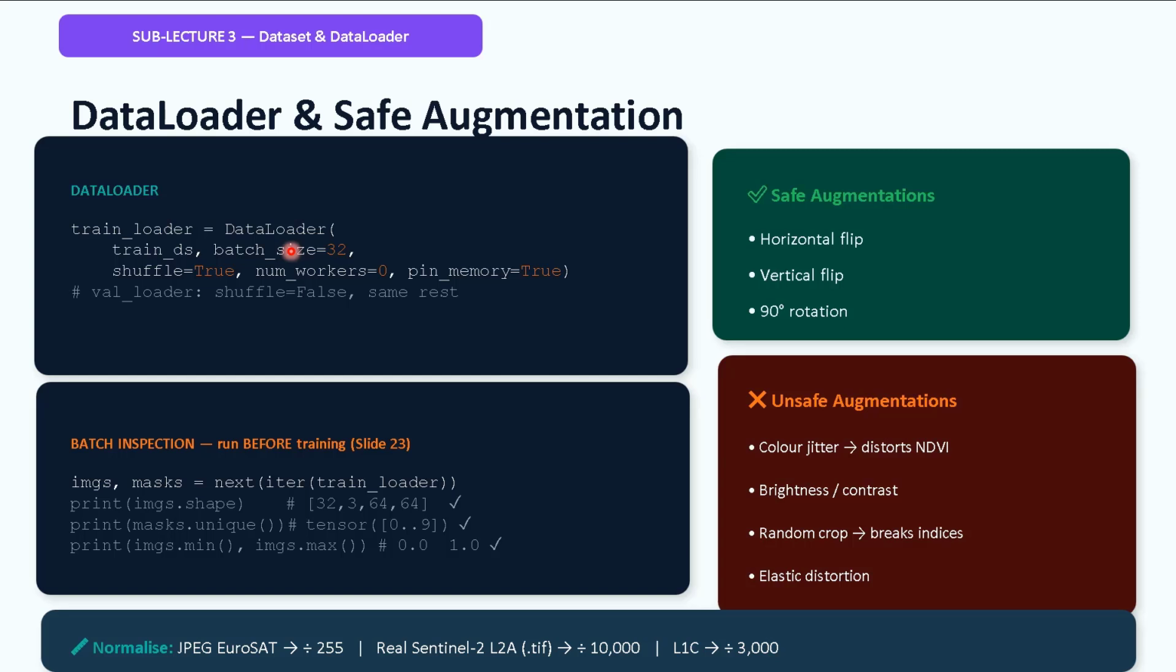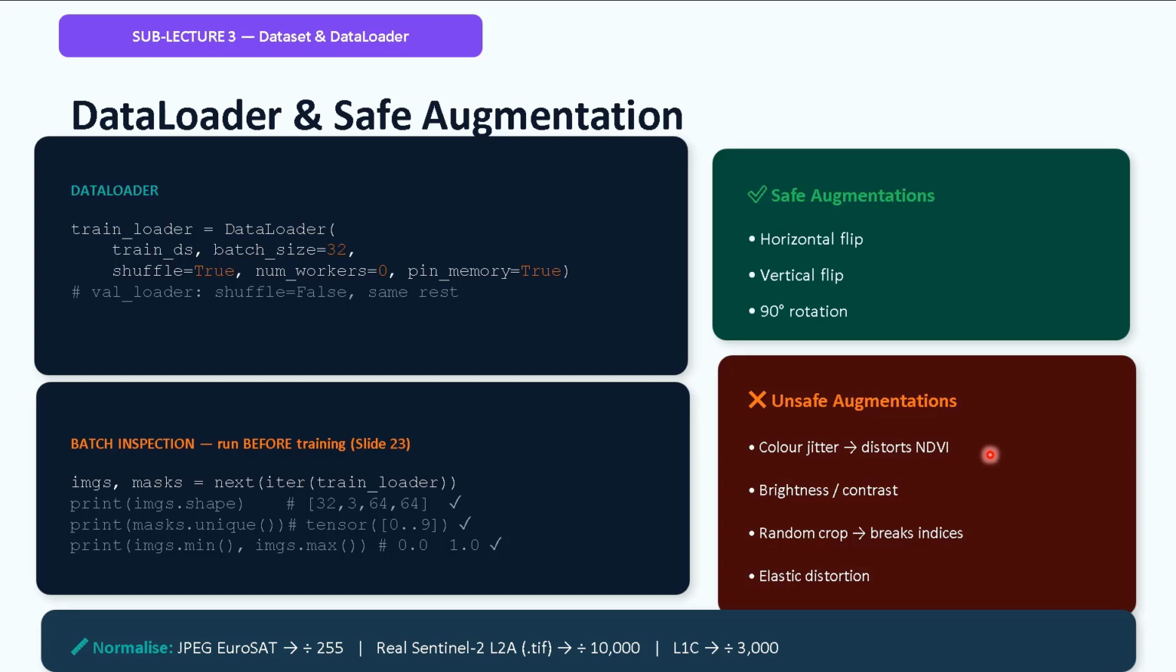Now, augmentation. This is a topic where geospatial deep learning is different from standard computer vision. Safe augmentation: horizontal flip, vertical flip, and 90-degree rotation. Unsafe augmentation: color jitter, which distorts NDVI. Second, brightness contrast adjustment.